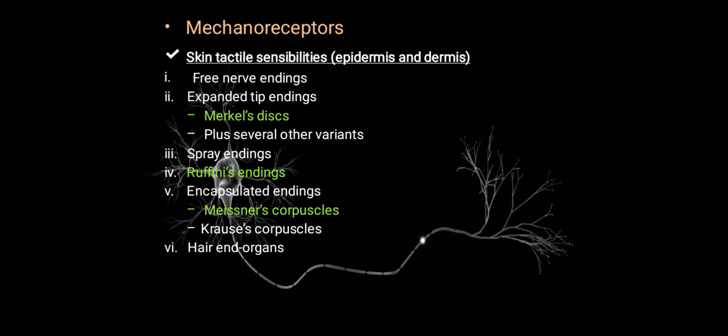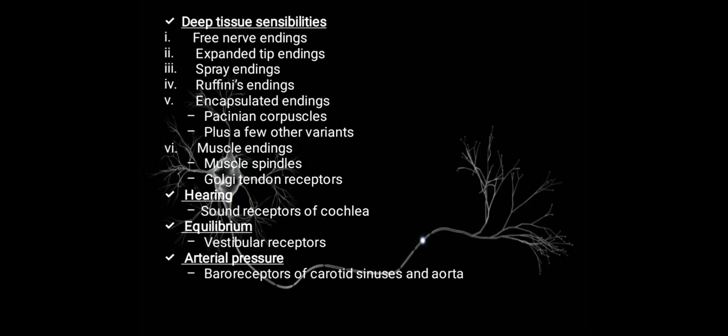Mechanoreceptors, skin tactile sensibilities: epidermis and dermis, free nerve endings, expanded tip endings, Merkel discs, plus several other variants, spray endings, then Ruffini's endings, encapsulated endings, Meissner's capsules, then Krause corpuscles, hair and end organs.